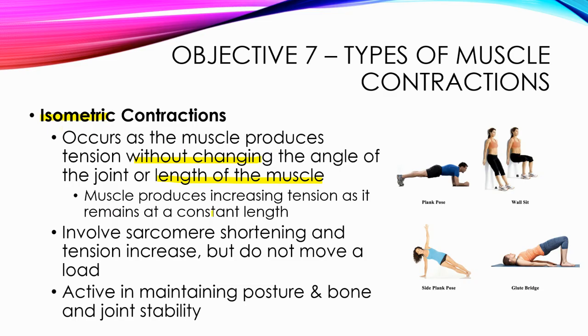And so isometric contractions, they do involve the sarcomere shortening, but you're not moving a load. And so those muscles are working really, really hard, and the muscle as a whole is not really changing length. But you're building up tension, but we're not moving anything. And so a lot of these have to do with posture and stability, but you can actually use a lot of energy trying to maintain these positions.